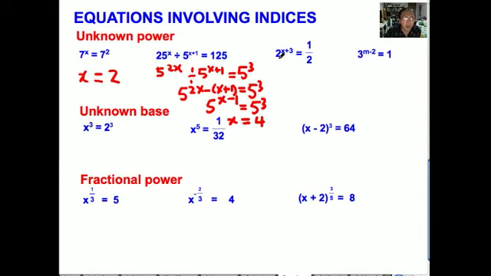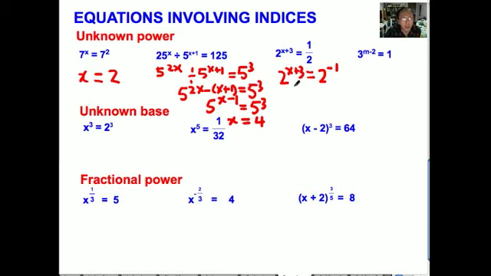In the next example, we have 2 to the power of x plus 3 equals to half. We can write half as 2 to the power of negative 1. Thus, we have a common base of 2. We can now equate the power, and the answer is negative 4.